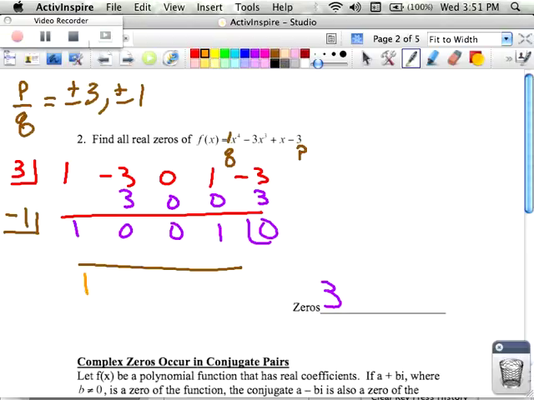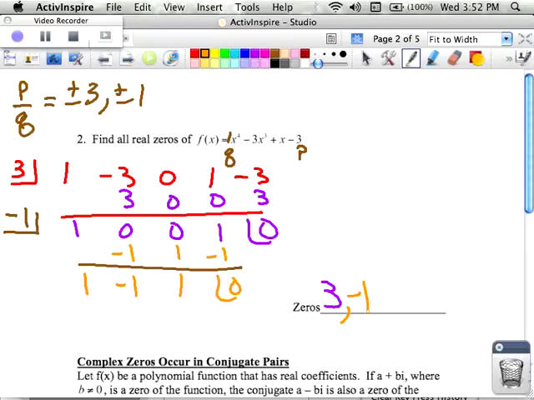So I bring down the 1. Negative 1 times 1 is negative 1. Add. Negative 1 times negative 1 is 1. Add. Negative 1 times 1 is negative 1. Add. And oh, look, it is a 0. Which means now I also know that negative 1 was also a 0 to this function. So I have 2 real zeros.